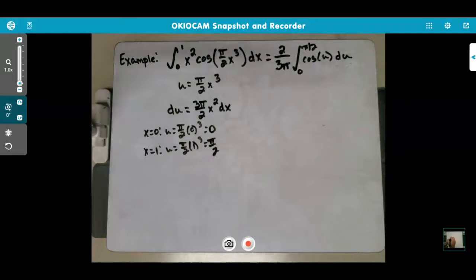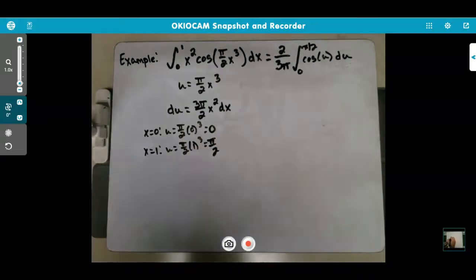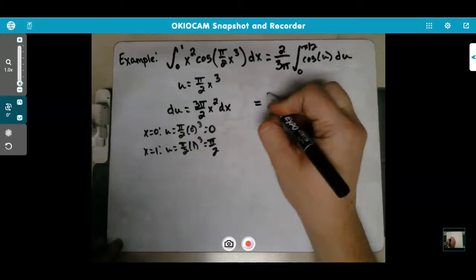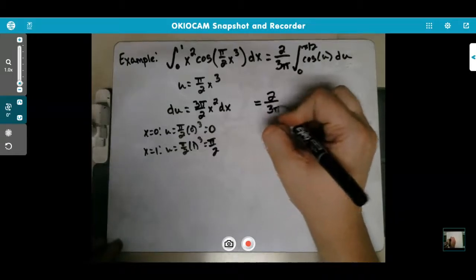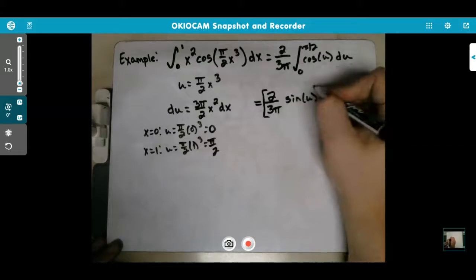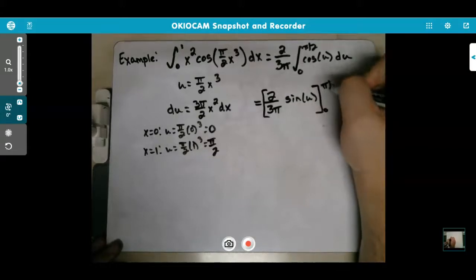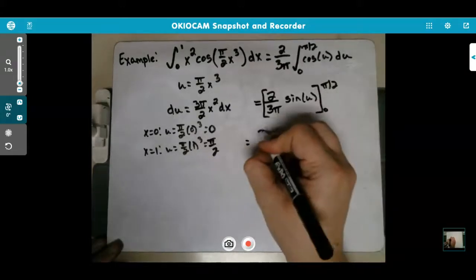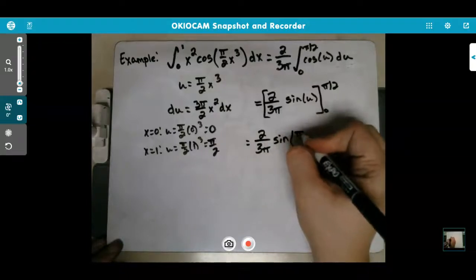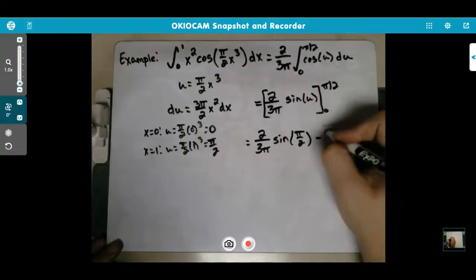So now I need to take the antiderivative of cosine. Well, that would be sine, because the derivative of sine is equal to cosine. So that's 2 over 3 pi times sine of u. Doing that from 0 to pi over 2. Plug in pi over 2. 2 over 3 pi times sine of pi over 2. Minus, plug in a 0.